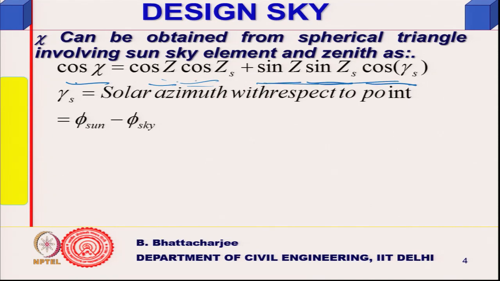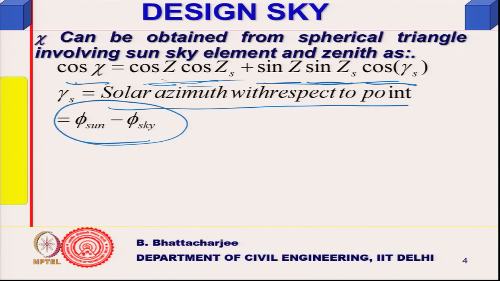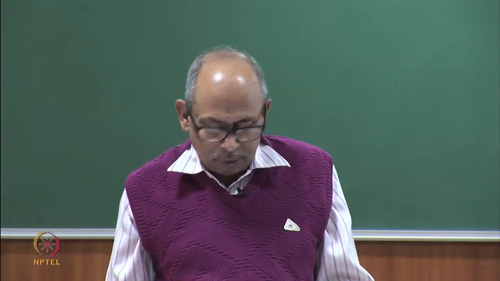So, if I take it on the other side, this is the formula I get. This is the solar azimuth with respect to the point, which is phi sun. So, I can find this angle for any point. It is related to the zenith angle of the sun and the azimuth angle, or solar azimuth with respect to the point. So, it is related to all this. That is how I can find this, and my brightness is a function of this, right.